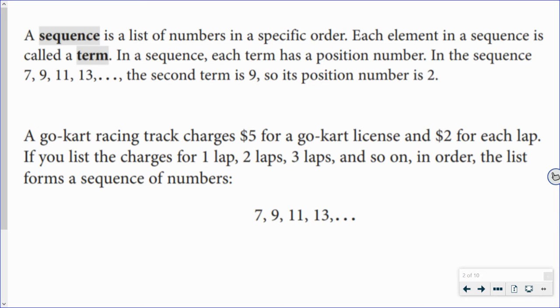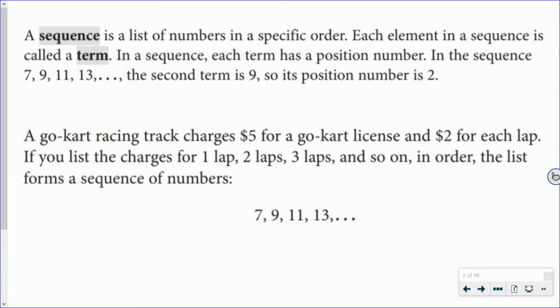In a sequence, each term has a position number. So in this sequence, 7, 9, 11, 13, the first term is 7. Pretty simple. Second term is what? 9. The third term is 11, and the fourth term is 13. So the position number is where it falls in the sequence. So we're going to look at that in terms of a real problem.